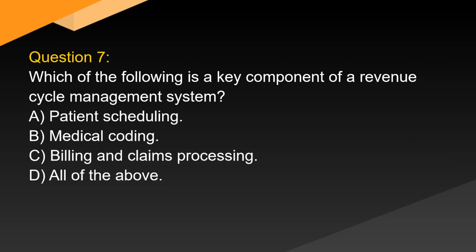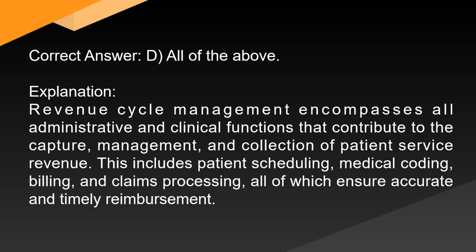Question 7. Which of the following is a key component of a revenue cycle management system? A. Patient scheduling. B. Medical coding. C. Billing and claims processing. D. All of the above. Correct answer: D. All of the above.